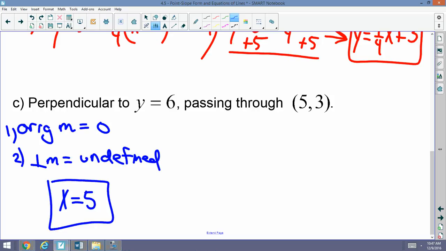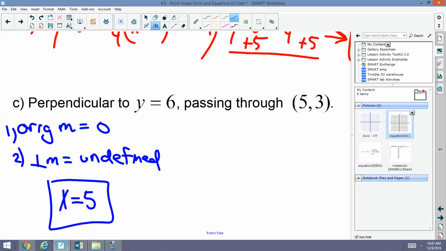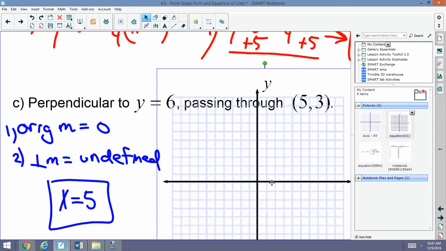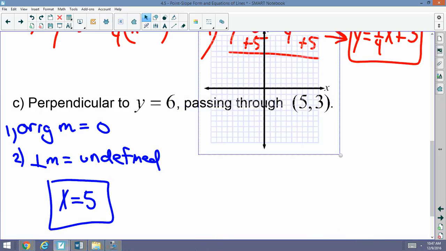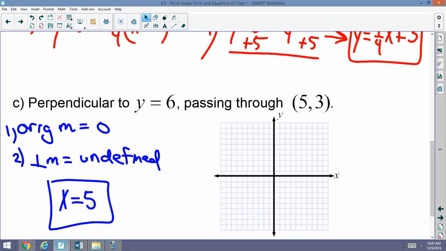Let me show you visually, because I think sometimes showing this visually helps out even more. Let me go ahead and shrink this up a little bit. So I originally have y is equal to 6. So I go 1, 2, 3, 4, 5, 6.